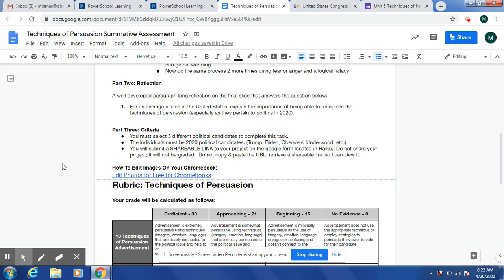And then you'll submit a shareable link to your project on the Google form located in the Haiku page. Do not just share your project; it will not be graded. Do not copy or paste the URL. Get a shareable link and then submit it in the Google form.